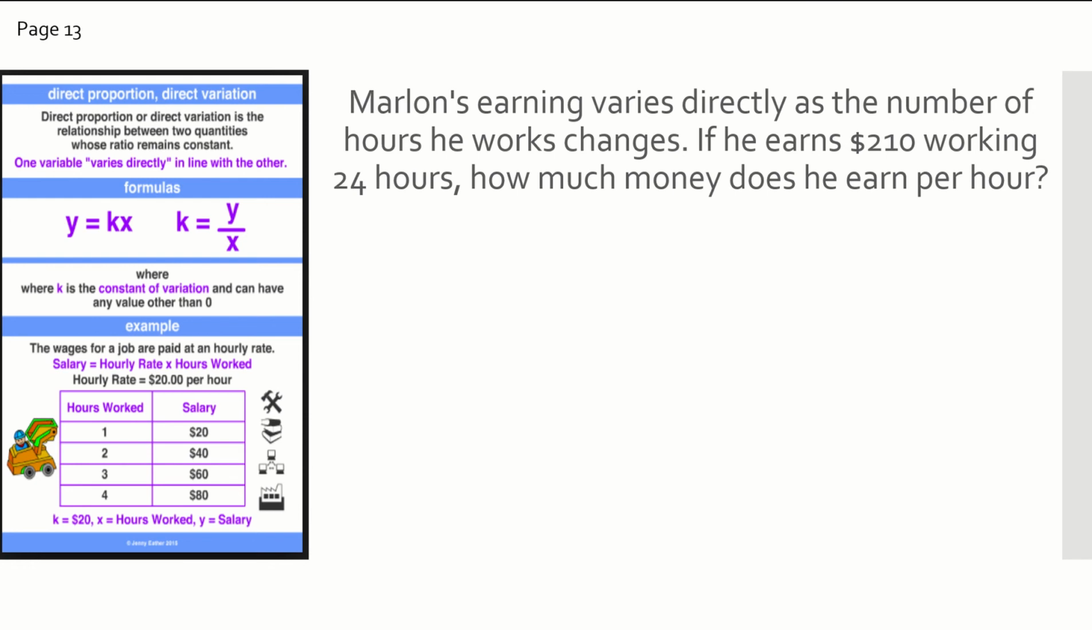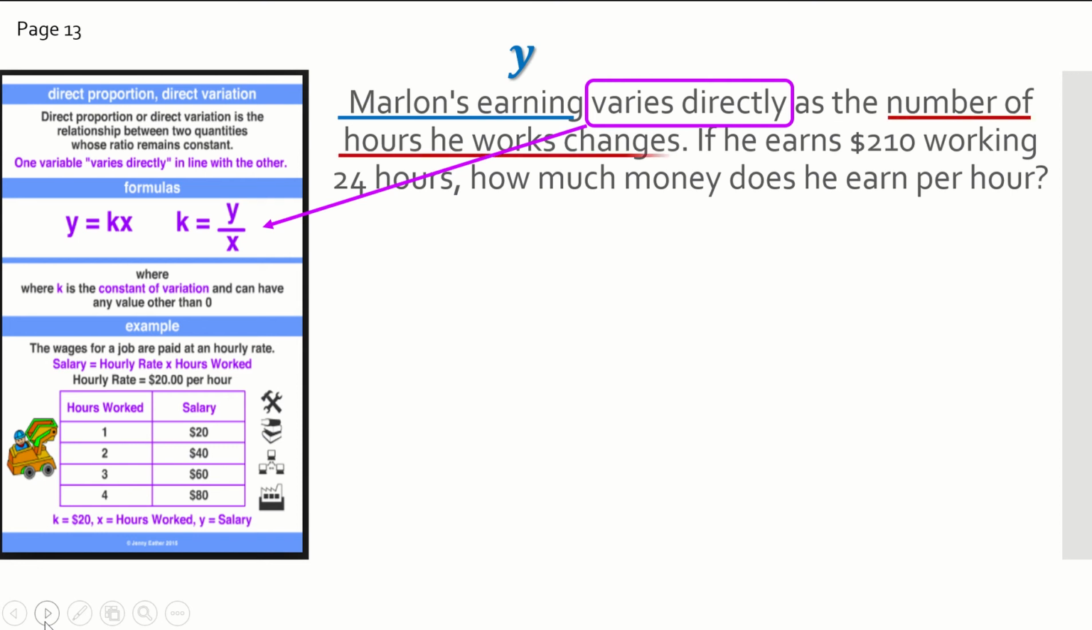Marlon's earnings varies directly, there's those key words, varies directly as the number of hours he works changes. Makes sense. You make more money when you work more hours. If he earns $210 working 24 hours, how much money does he earn per hour? So once again, we read the keywords varies directly. So we go ahead and set up some k constant is equal to y divided by x. Y is represented by his earnings, and x is the number of hours that he works.